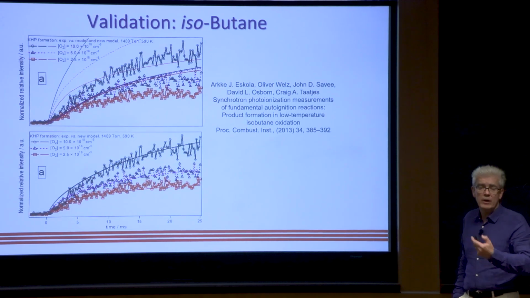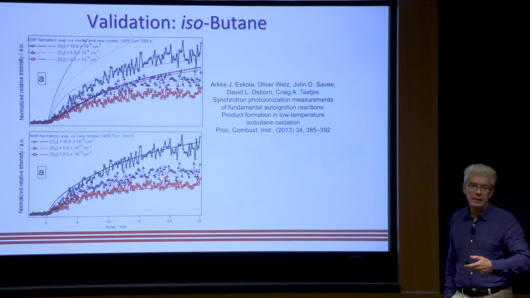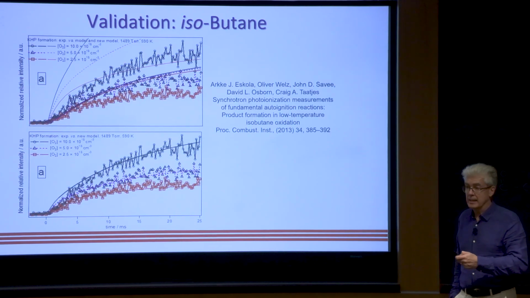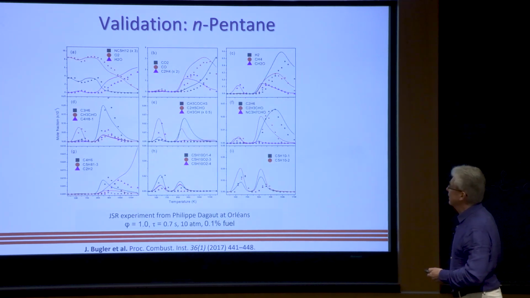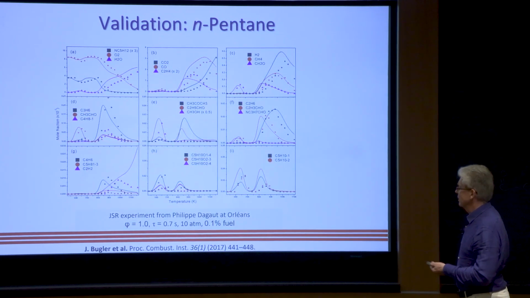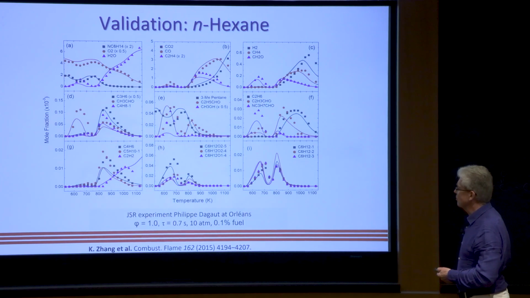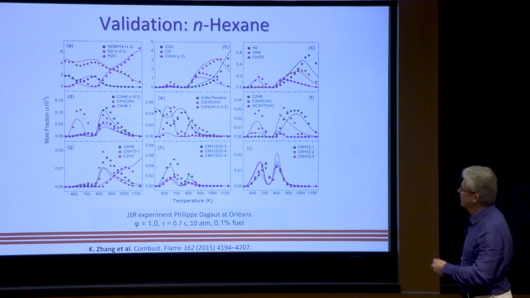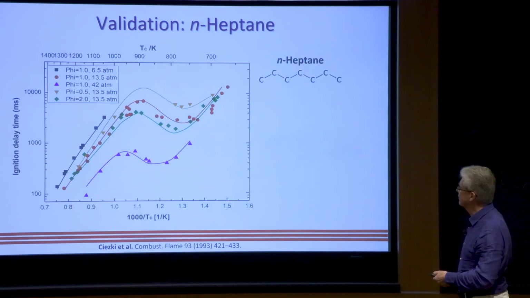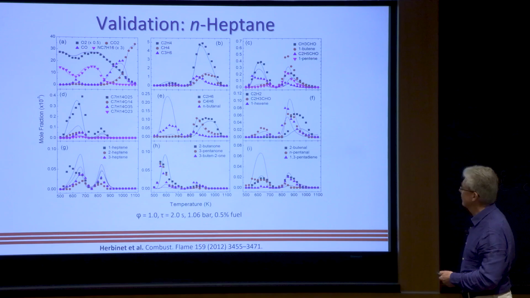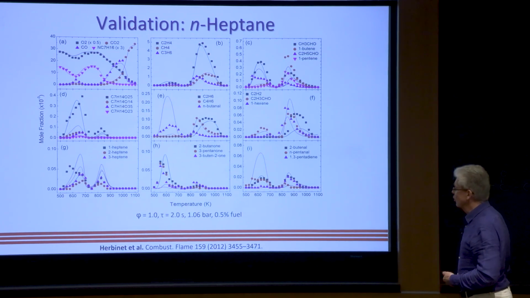Okay? So that is further evidence that the new rules and our understanding of the low temperature chemistry is much better. Right? And then here are more data for n-pentane. You can see that the lines are going through the points very well. Here's some validation for n-hexane using the same rules. That's good. That was all published. These are jet stirred reactor data taken by Philippe Dagaut in Orléans. Here are other n-heptane data with the same rules. And then n-heptane speciation data, again, good.